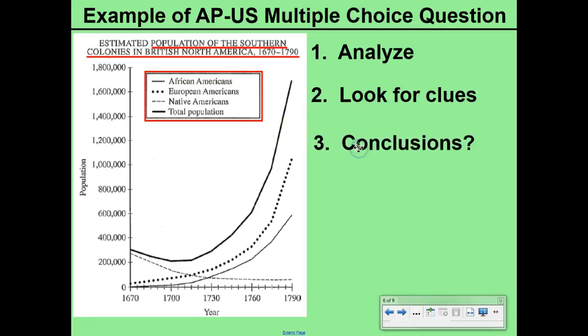And as we start to look for conclusions or contextualizations, well, we can see that overall the total population goes down for a little bit, but then goes up. We see the population of European Americans starting low, but then really starting to increase. The population of African Americans starts at basically 0, but sees a pretty heavy increase, and the population of Native Americans starts high and finishes very low. These conclusions are going to help us.